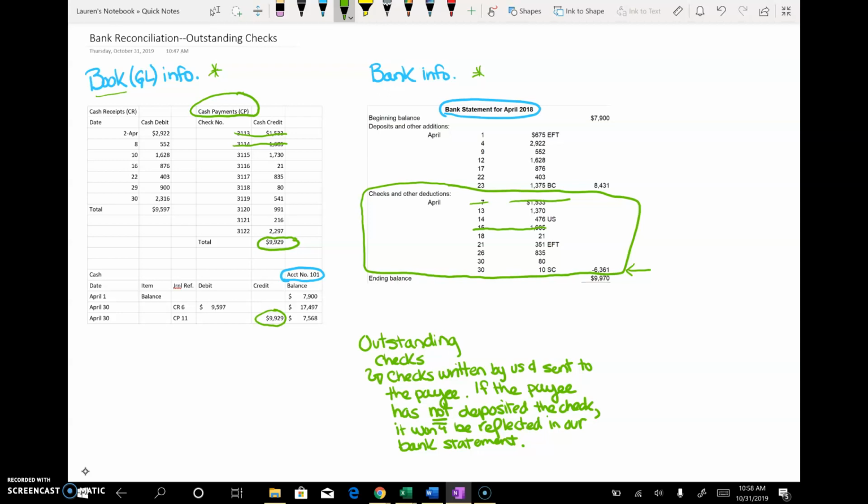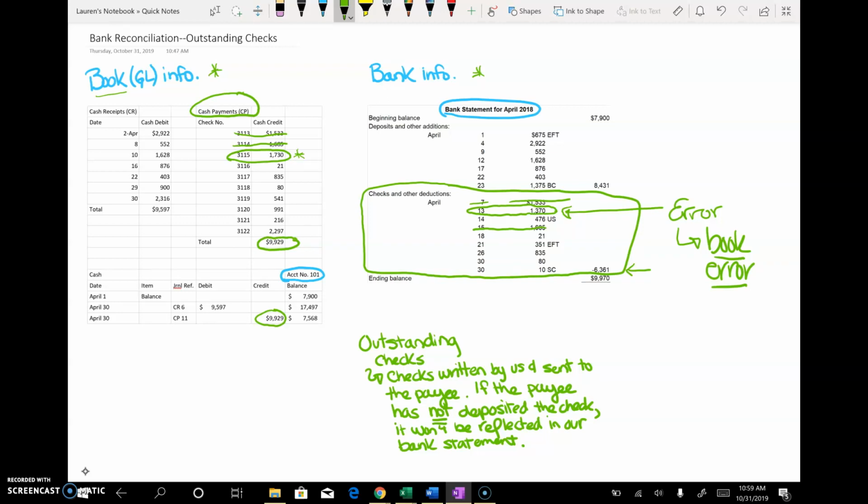Check 3,115 for 1,730. I see something clear for 1,370. You know what? That's probably an error in recording of this. Whatever cleared is the correct amount. So this is actually not a bank error, but rather a book error. We're going to reflect this book error for the difference on the book side. We recorded too much of a withdrawal. The actual check was for 1,370 versus what we recorded as 1,730.